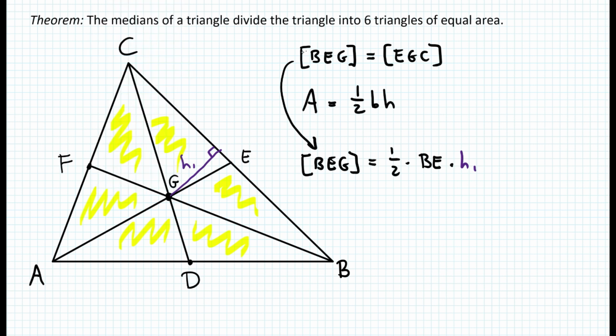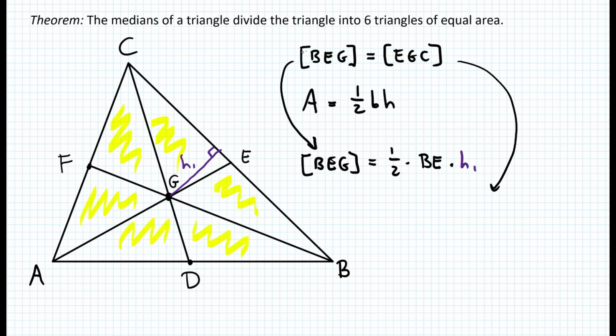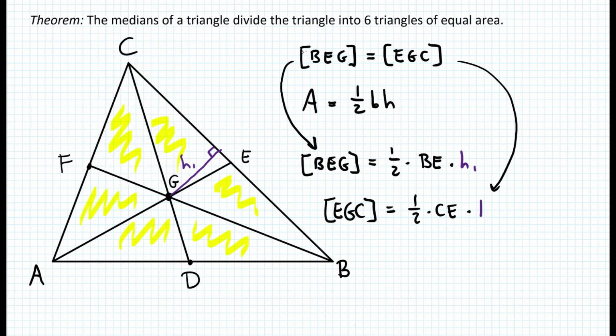Now, you can do the same thing for the other side. Here we can say that the area of triangle EGC is equal to also 1/2 times, but now the base here goes from C to E, times, and again, here we have H1 to be the height, okay? Because they share the same height. And that is really the key, that those two triangles, BGE and triangle EGC, they share the same height, H1 over here, okay?